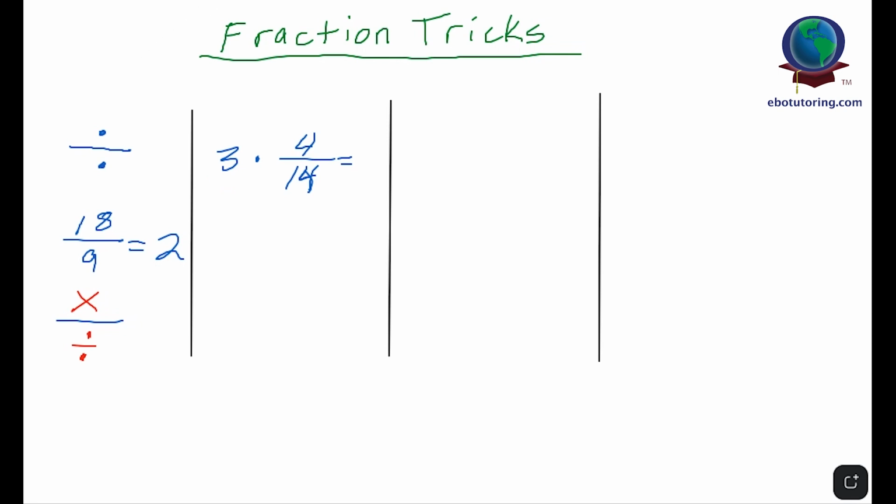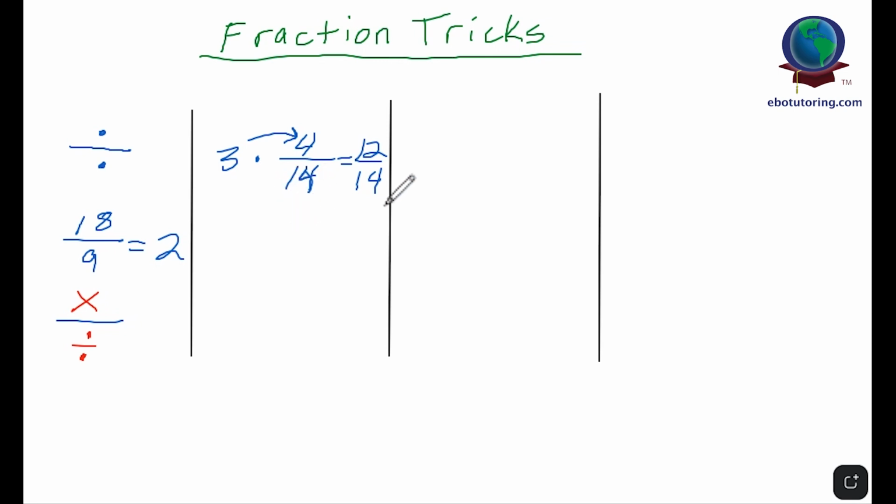What's the point of putting the whole number over a 1? Just multiply the top. 3 times 4 is 12. And then carry the bottom over. Boom, done. 12 over 14. What is the point of putting a 1 under there? It's kind of redundant. Now, there will be times where you have a fraction times a fraction. We'll get to that later. But please remember, you don't have to put a 1 under that whole number, okay?